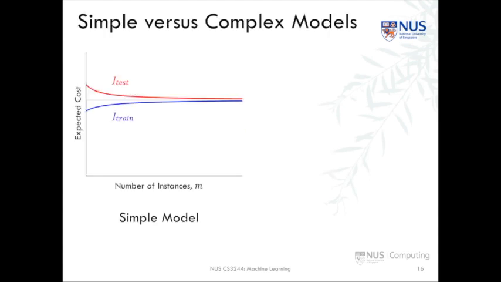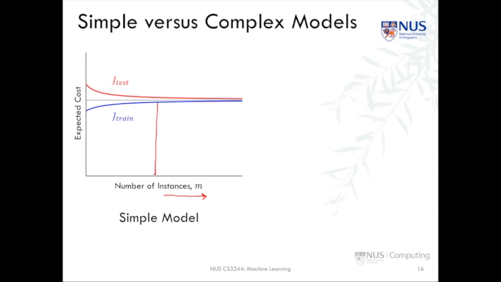So let's look at these learning curves with respect to both simple and complex models, meaning when we use a learning algorithm that's restricted to a small hypothesis set against one that has a more rich representation. Let's start with the simple one. On the left-hand side here, we can see how both training and test costs vary as we ramp up the number of instances.